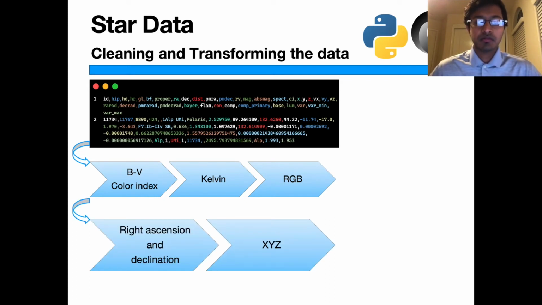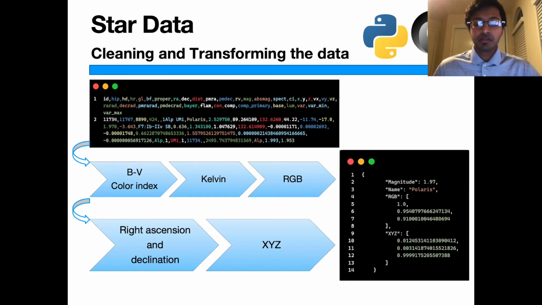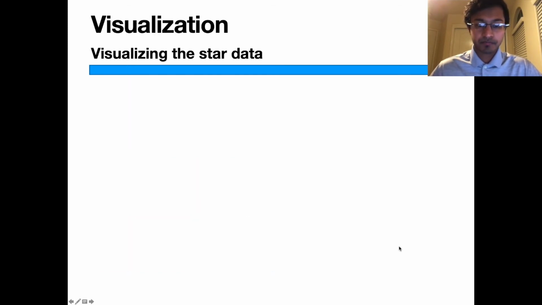Next step is to transform the star data. Star data is usually recorded in its right ascension and declination, and we had to convert it to x, y, z coordinates to be displayed in a 3D space. So after all these transformations, we end up with this type of model where each star has its name, its magnitude, its color, and its position properties.